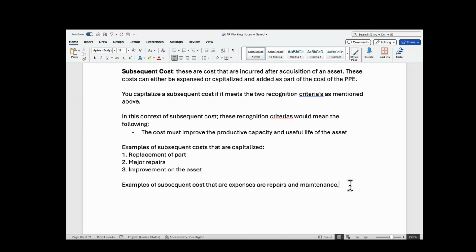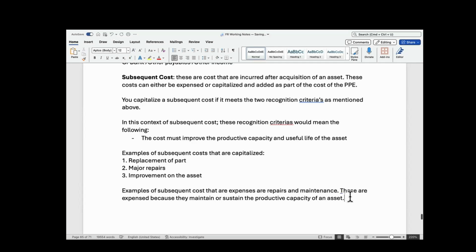That is not repairs and maintenance anymore. That becomes a major repair. That becomes an improvement. Such costs are usually capitalized. These are expensed because they only maintain or sustain the productive capacity of an asset. And that is it. That is subsequent costs.